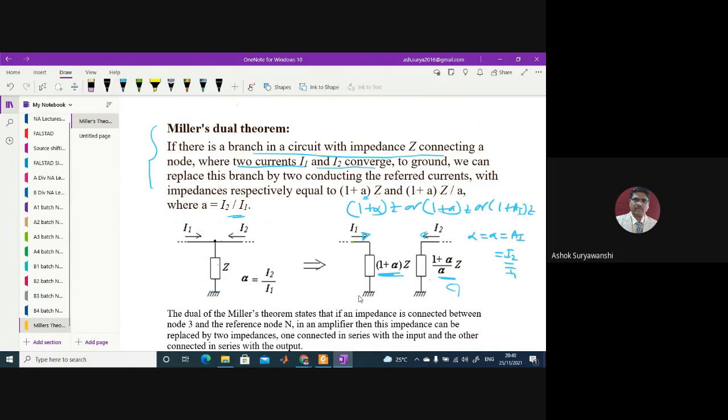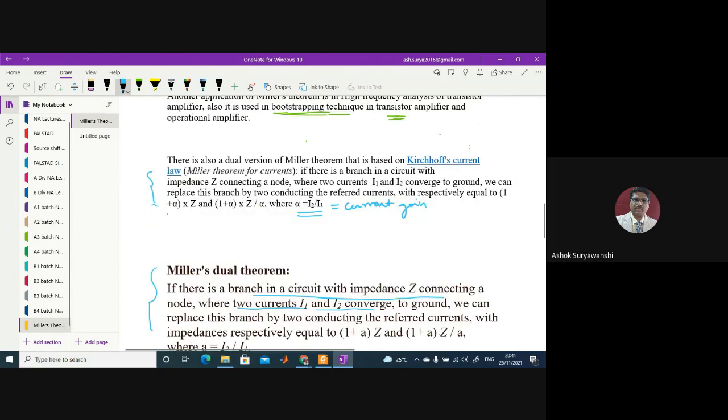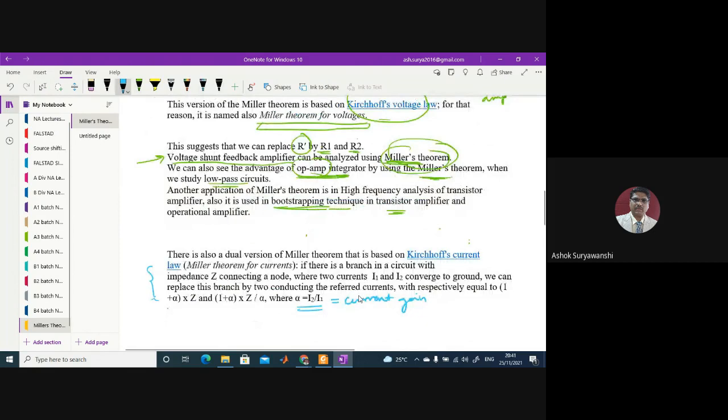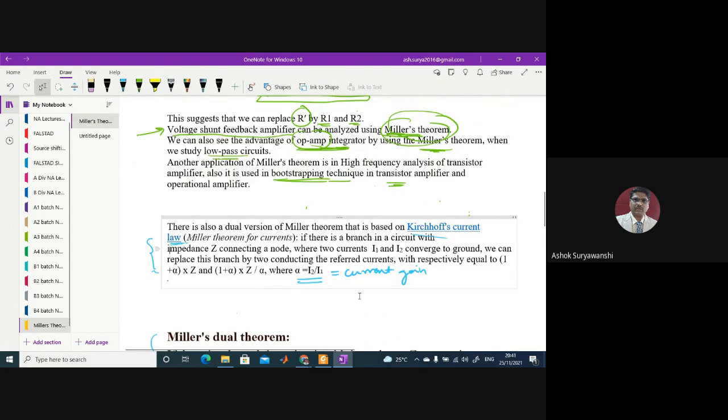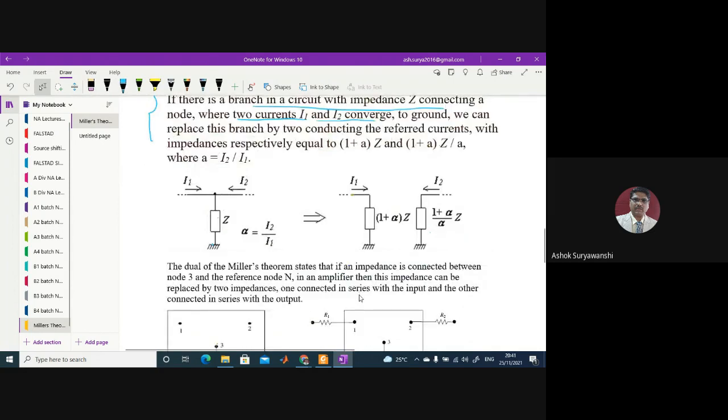Now, how are we getting these two impedances? We have to understand the basics. So what are the basics here? Kirchhoff's current law. The dual version of Miller's theorem is based on Kirchhoff's current law. So here, how do we use that Kirchhoff's current law?